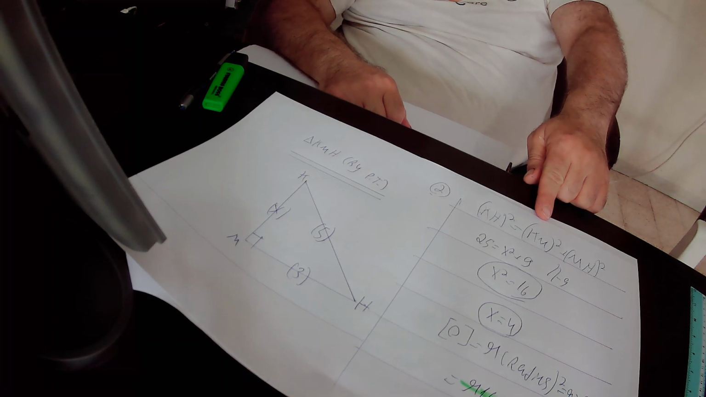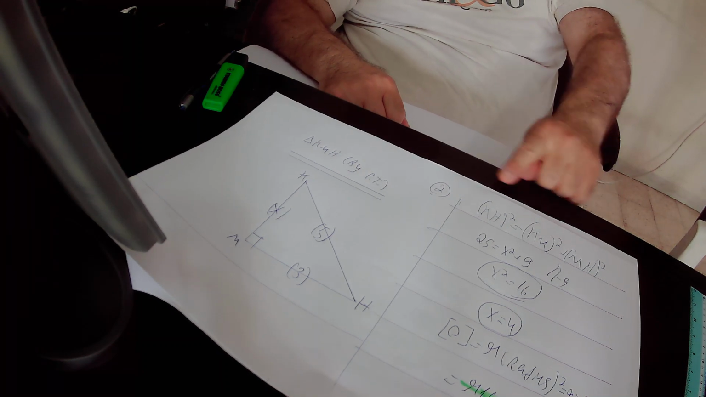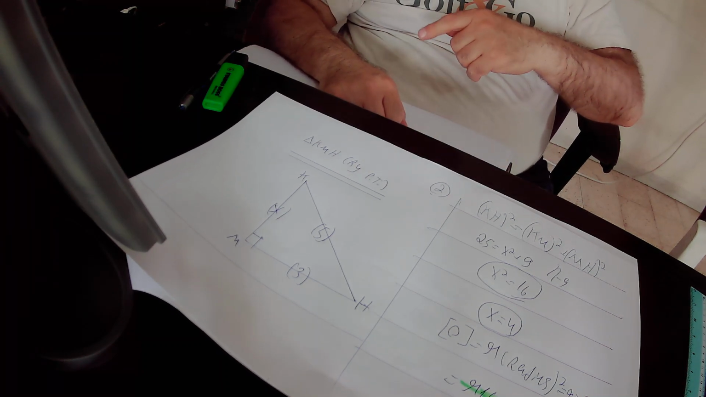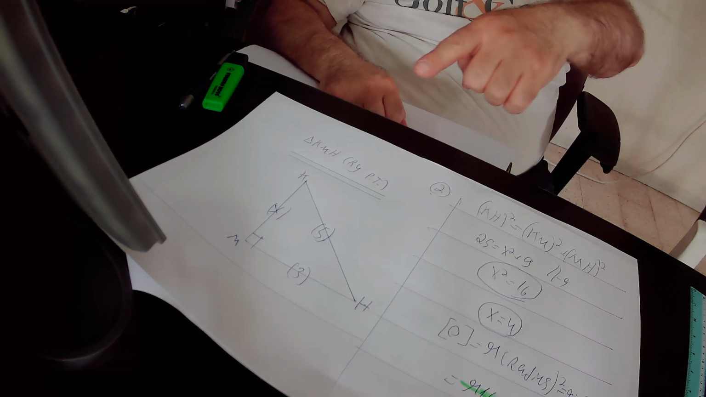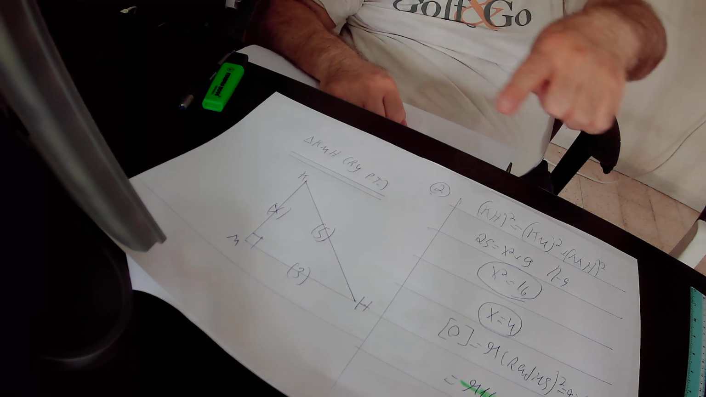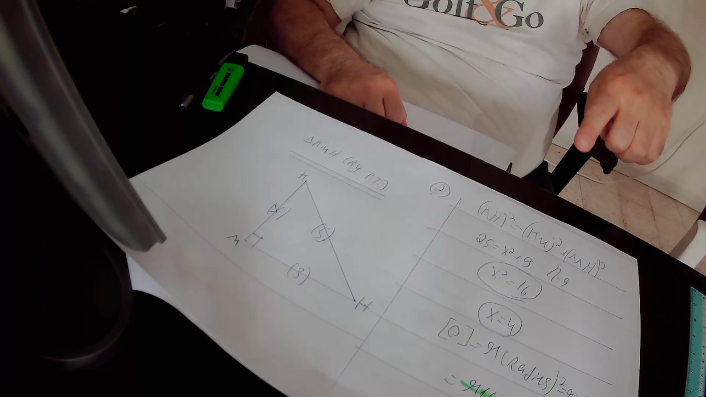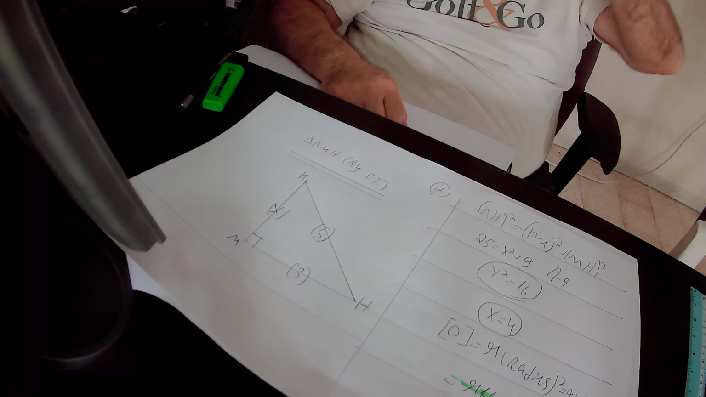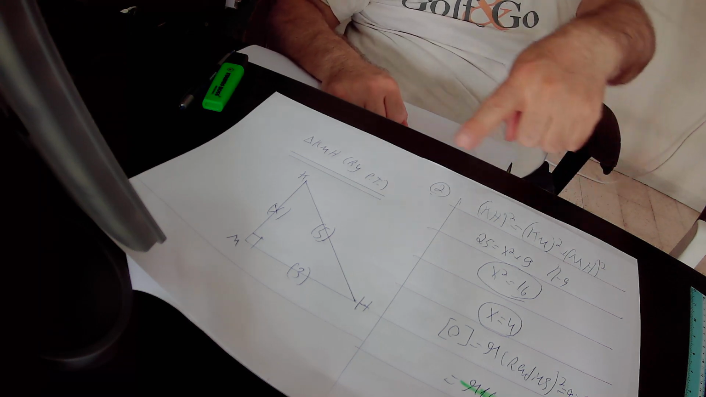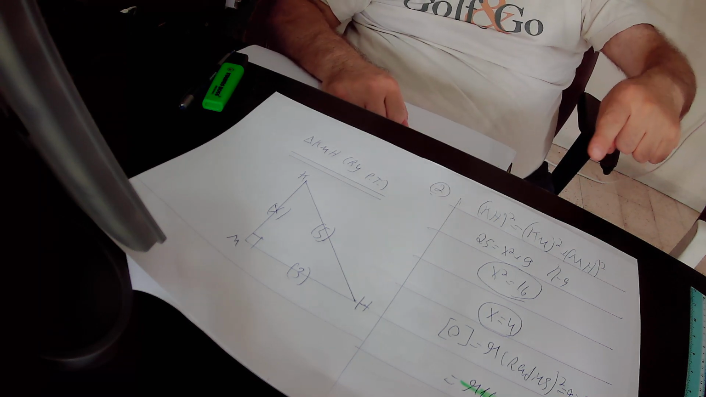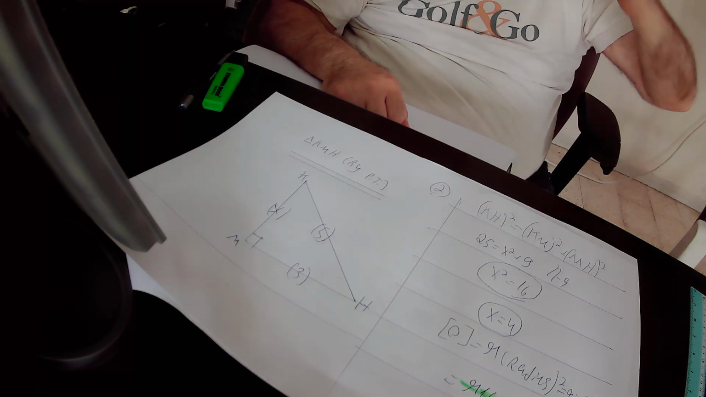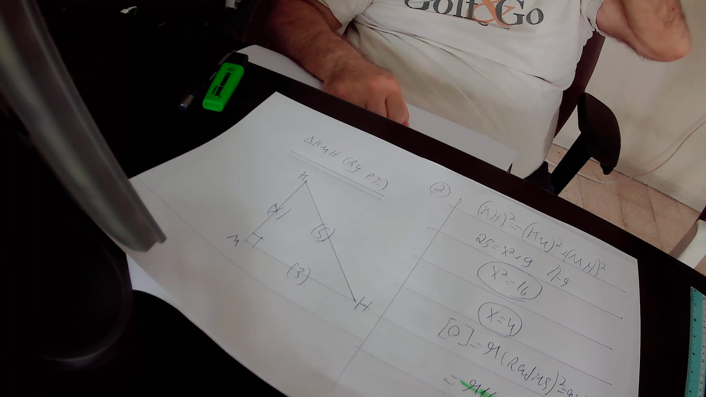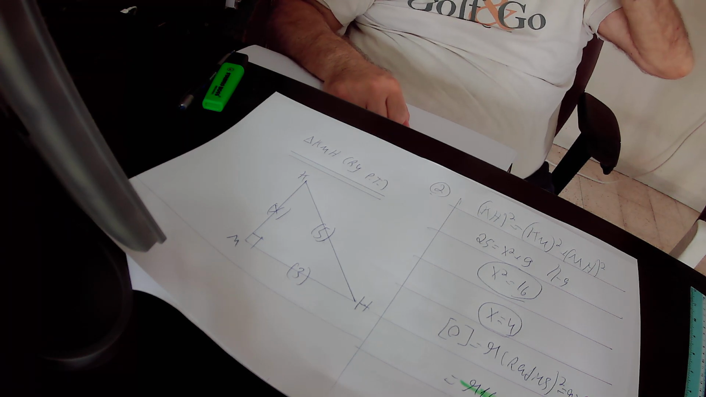KH squared equals KM squared plus MH squared. KH is 5, therefore KH squared is 5 squared, that is 25. KM is X, therefore KM squared is X squared. MH is 3, therefore MH squared is 3 squared, that is 9. So according to the Pythagoras theorem, we found that 25 equals X squared plus 9.